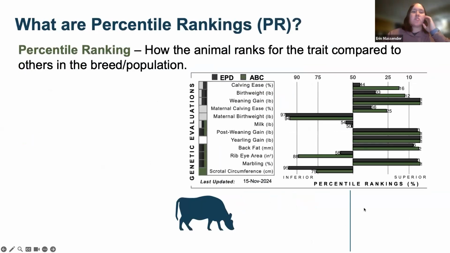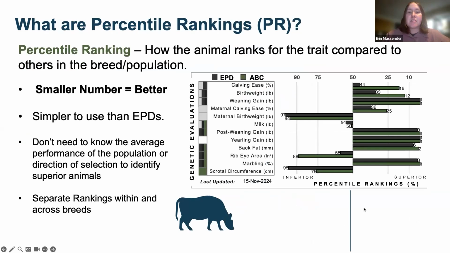Next up in terms of selection tools are percentile rankings, which is how the animal ranks for the trait compared to others in the population. Typically, a smaller number is better. So a percentile ranking of 1 means that that bull is in the top 1% of the population for that trait. Because they all are oriented the same way, they're simpler to use than EPDs for selection decisions. And you can have separate rankings both within and across breeds.